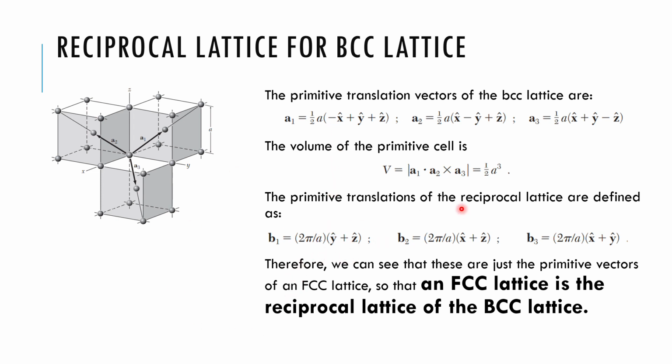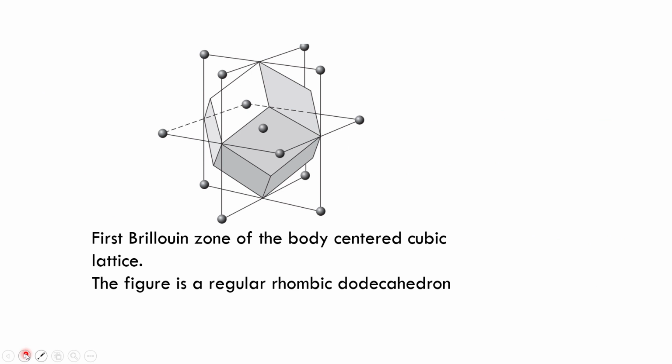lattice. So we see that if some structure is BCC in real space, then in the reciprocal space the vectors are of the FCC. Therefore, the FCC lattice is the reciprocal lattice of the BCC lattice. The first Brillouin zone of the body-centered cubic lattice is this structure, and the figure is known as a regular rhombic dodecahedron.